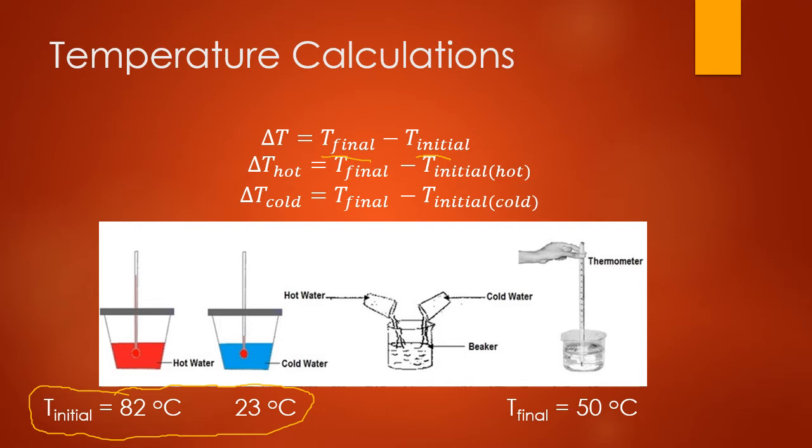Notice when you're calculating the change in temperature of the hot, since the hot water lost heat, you're going to have a negative delta T. When you do the change in temperature of the cold water, you're starting with that final temp of 50 degrees and subtracting out the initial temp of the cold water, which will be 23. Since the cold water gained heat energy, it went from 23 degrees up to 50, you're going to have a positive change in temperature.